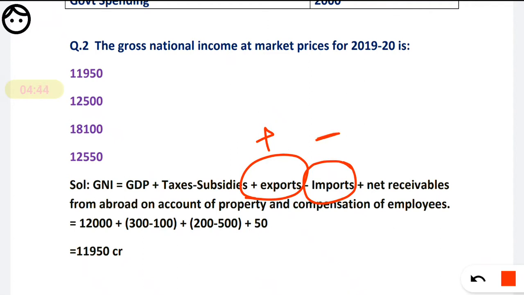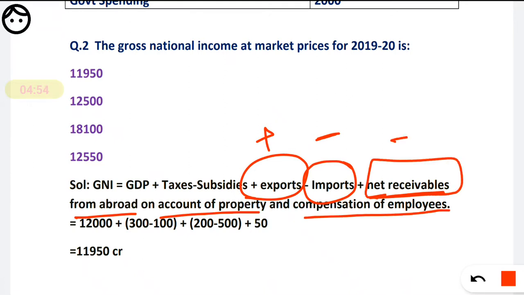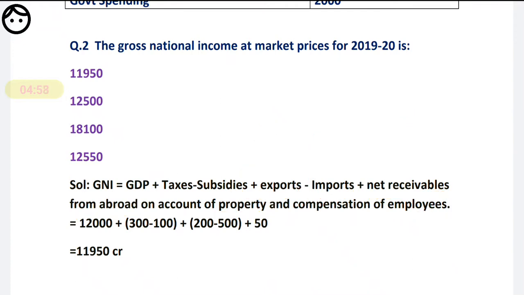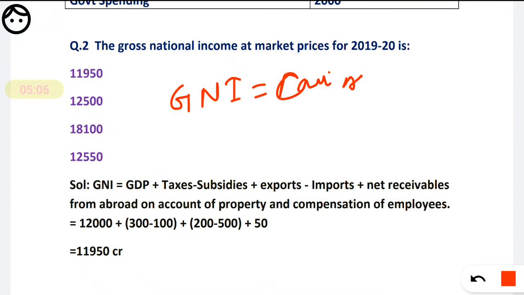Right, and next is the net receivable from abroad on account of property and the compensation of employees. Just remember the net receivable: whatever you receive will be your income. So the basic funda you have to remember is, when they ask gross national income, you have to consider, in short, all income.